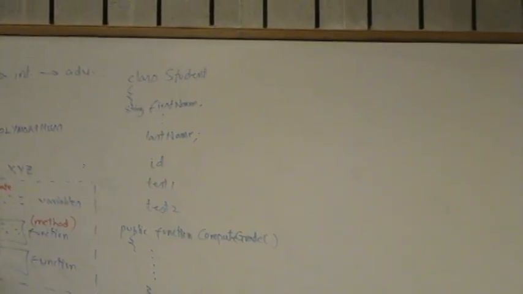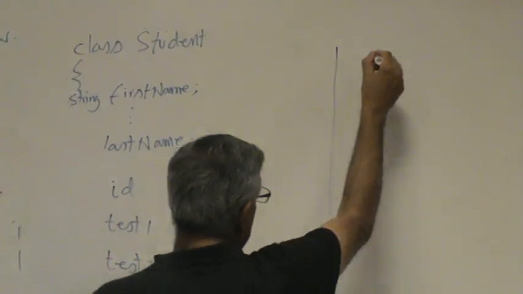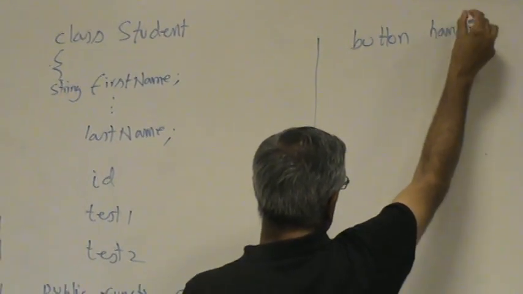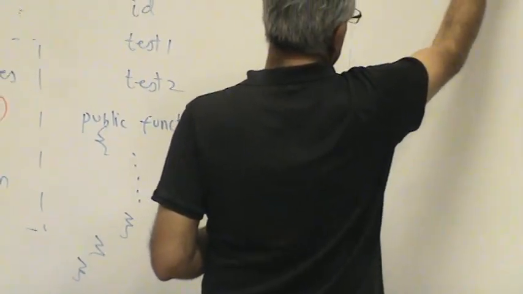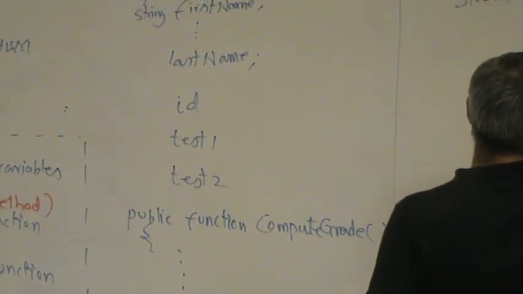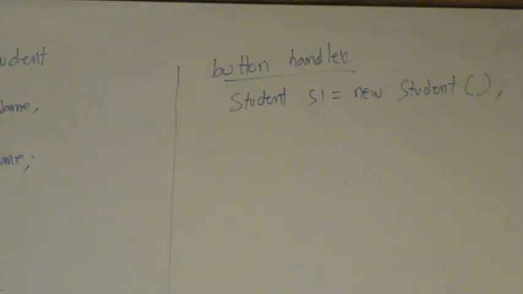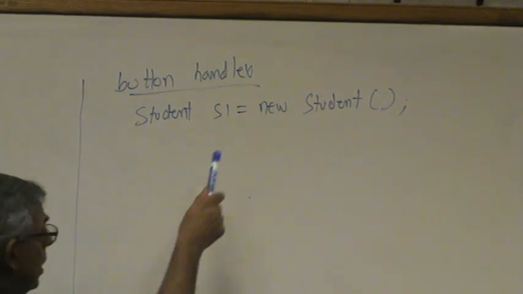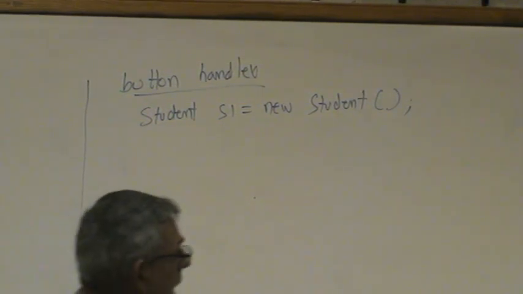So if we wanted to create one object of the class, somewhere in our button handler, if we created a button on the form, we will write some code like this. Student S1 equal to new student. As we discussed last time, if we do not use the keyword new, then where does the memory come from? Stack area.